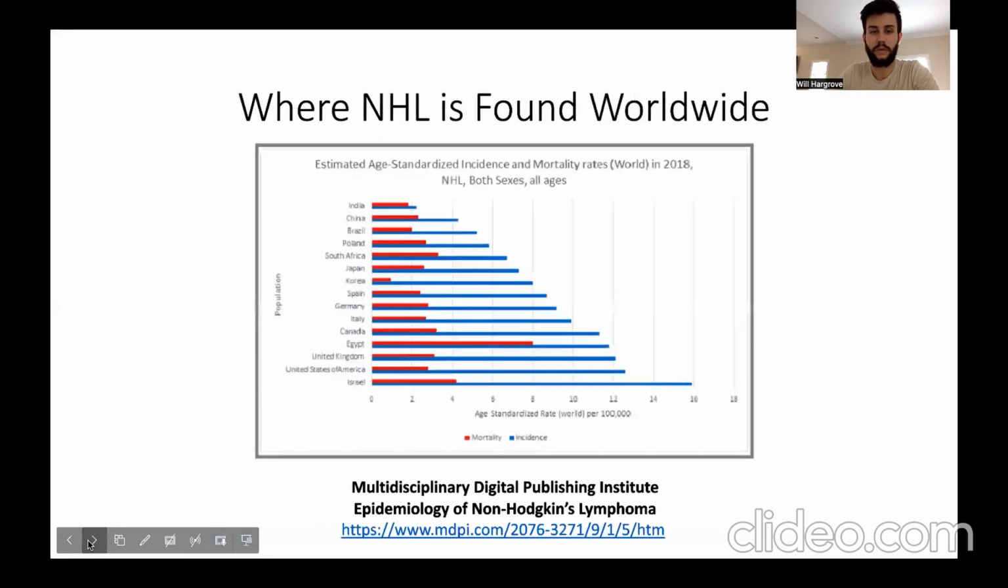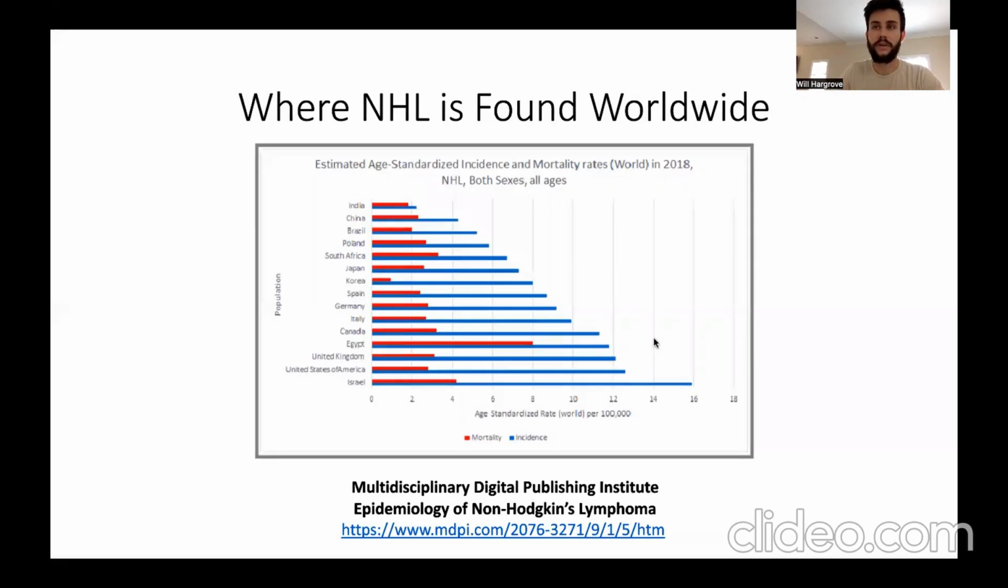All right, so where is it found worldwide? This is where this information was gotten from. Most likely is Israel, which is about 16 per 100,000. Compare that to the US, which is second, is 13. So the question is asked, is this a public health concern? And the answer is yes.